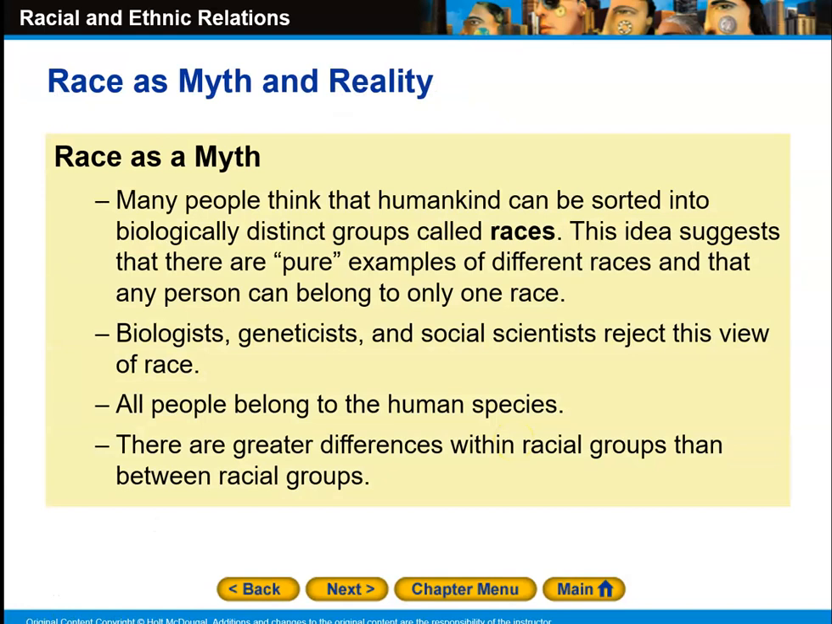Race as a myth. Many people think that humankind can be sorted into biologically distinct groups called races. This idea suggests that there are pure examples of different races and that any person can belong to only one race. Biologists and geneticists and social scientists all reject this view. All people belong to the human species. There are greater differences within racial groups than between racial groups. So what this is saying is that it doesn't matter if you're from Sweden or Nigeria, all humans are biologically the same. There's just different rates of skin tone.